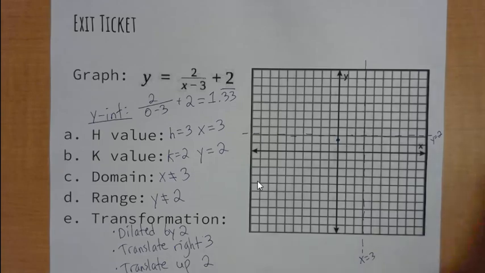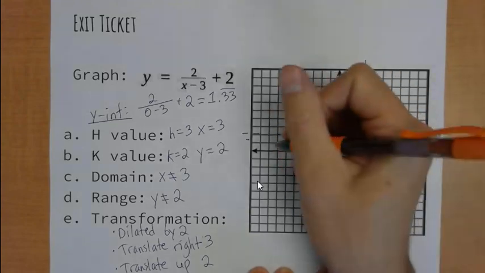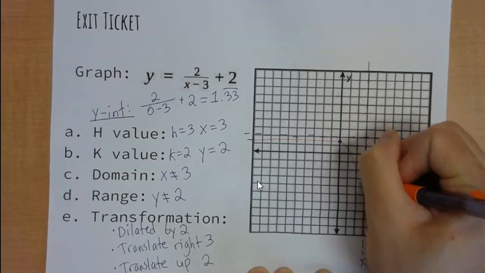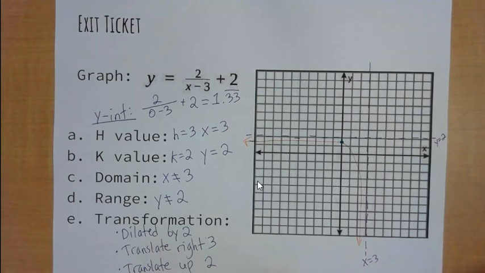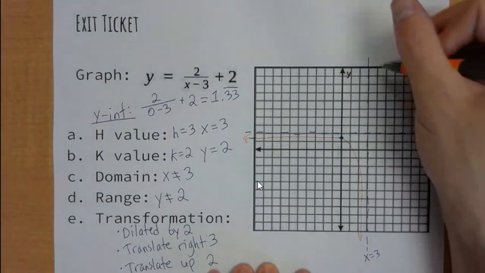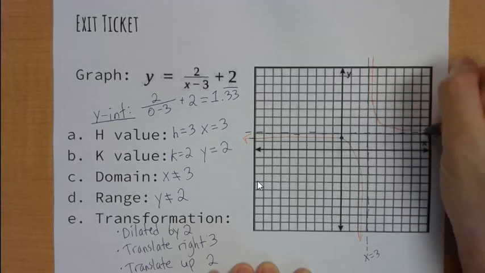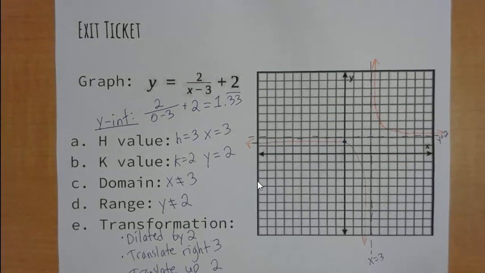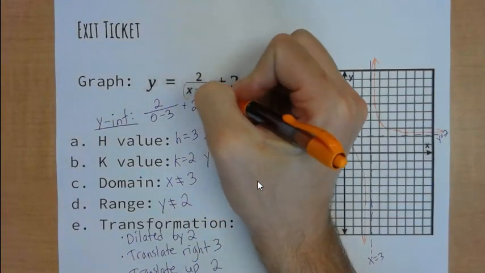Only left thing for us to do is draw in our graph here. And we can draw that in orange right there in the bottom left. And so now we can draw in our orange graph in the top right. And so now we have a rational function graph for the function y equals 2 over x minus 3 plus 2.